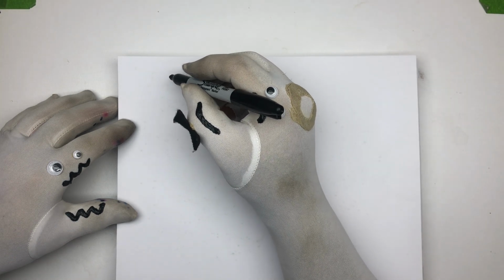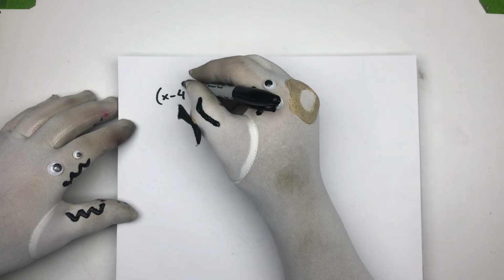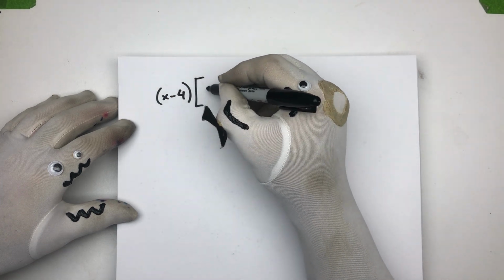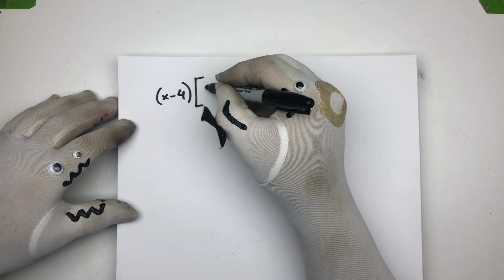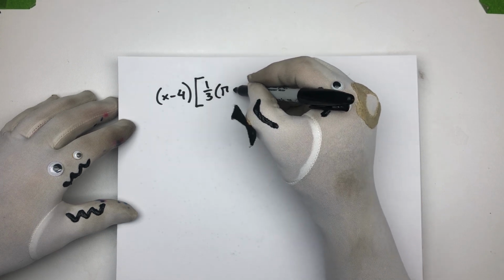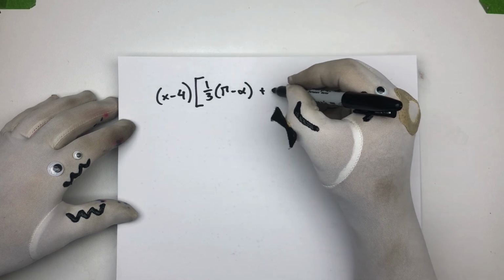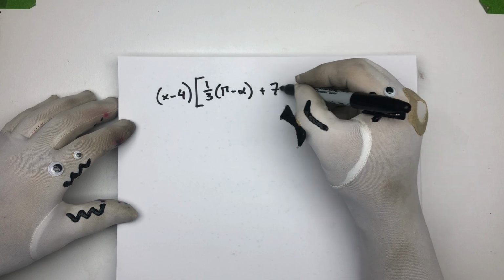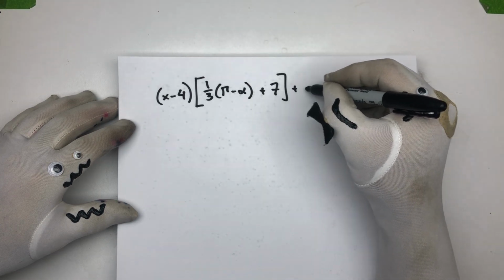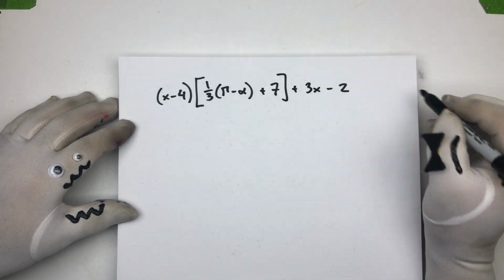Okay, what are we going to do here? Brackets inside brackets. Let's do our brackets inside brackets. Let's do (x minus 4), bracket closed, bracket open. Let's go 1/3. I haven't done this one yet. Gamma minus alpha, bracket closed, plus 7, bracket closed, plus 3x minus 2. Okay?